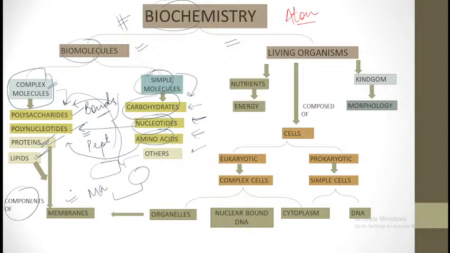Now these proteins and lipids, they are the components of what? They are the components of our membranes. Now this is the main biomolecules, like till the point of membranes we have reached. Now let's move on to the second component, that is the living organisms. So these living organisms require nutrients. Why?